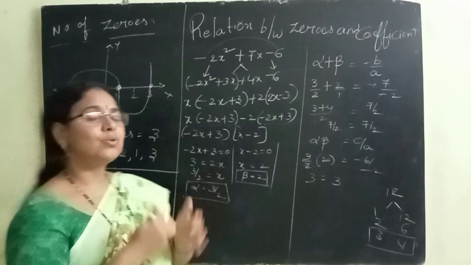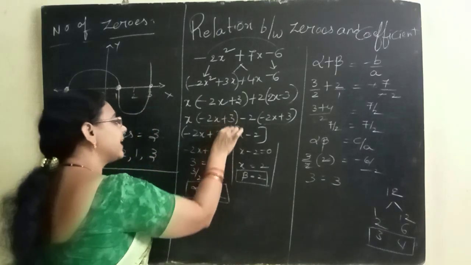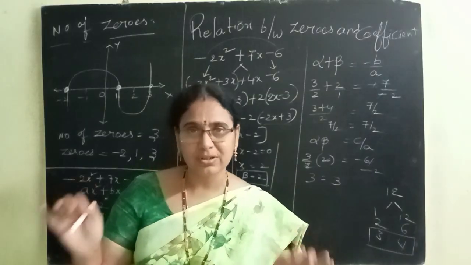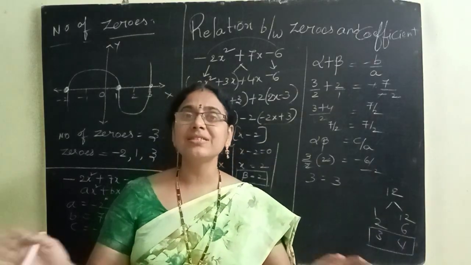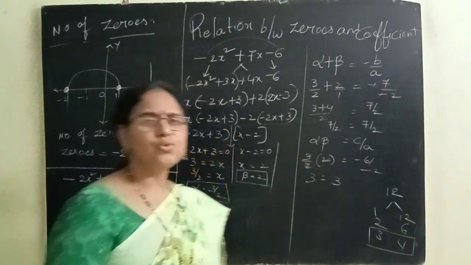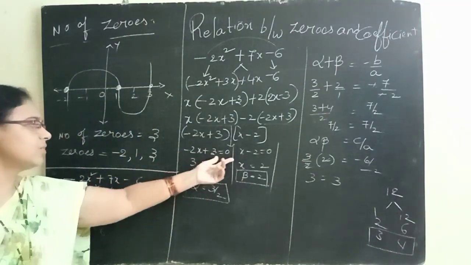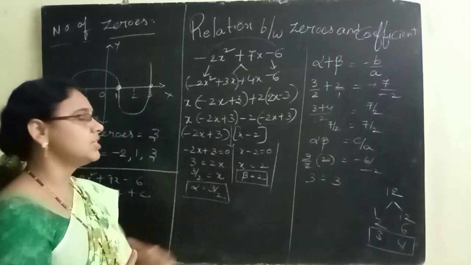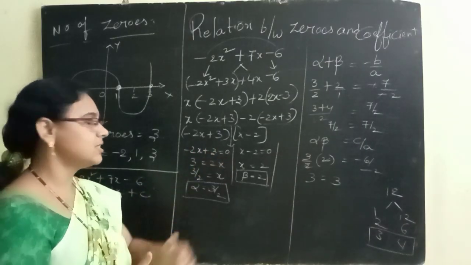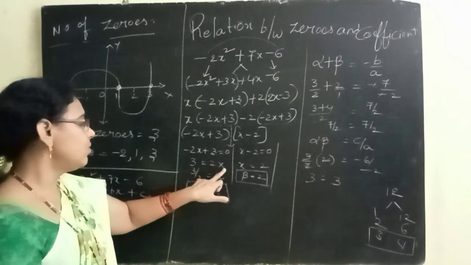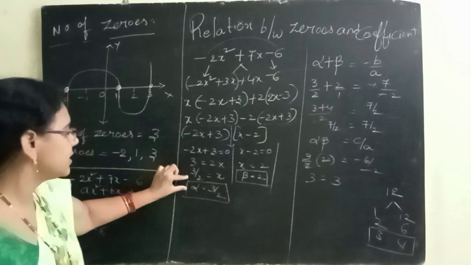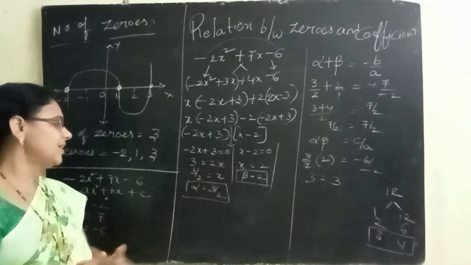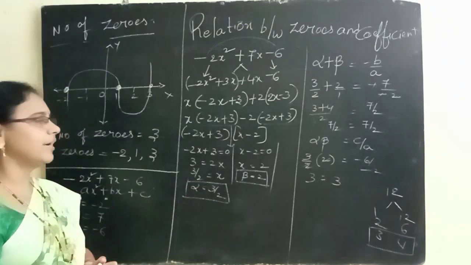Okay, the given quadratic polynomial you factorized. Factorize means write in product form. So you factorize. Each bracket equal to 0 for finding zeros. So negative 2x plus 3 is 0. Negative 2x I transposed, positive 2x. I want x. Here product is going on. Transpose this side. Divided by 2. So we got the first zero. Alpha is 3 by 2.